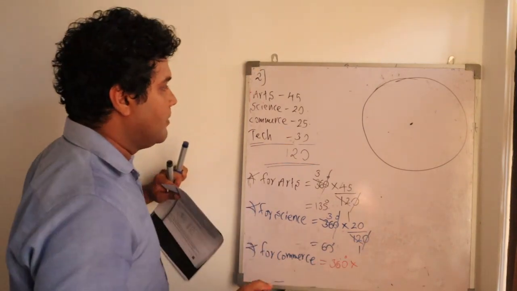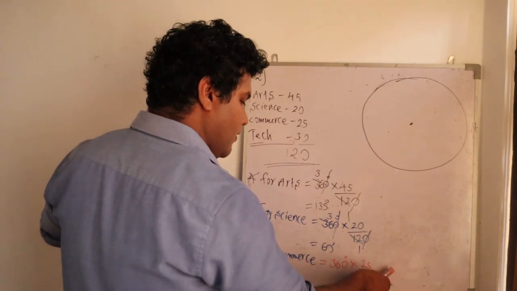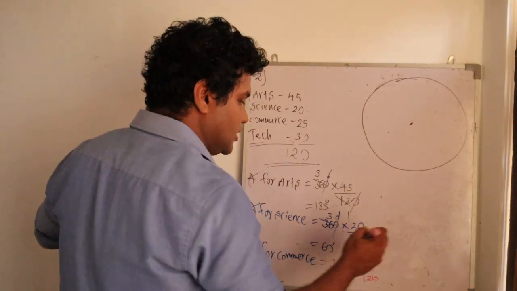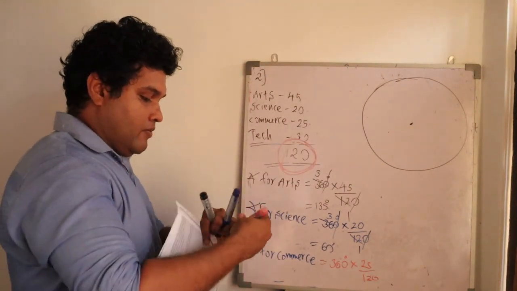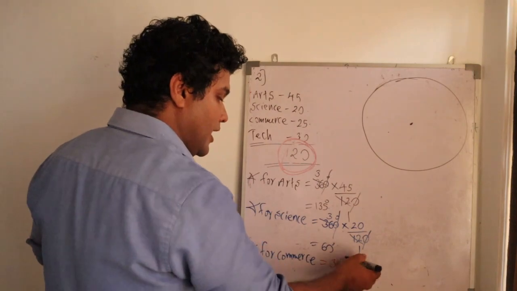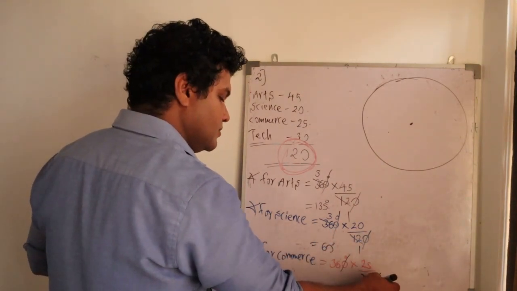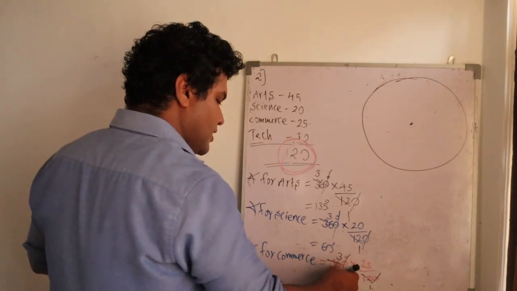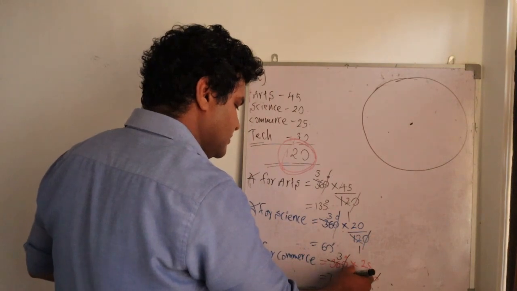360 we can multiply by 25 over 120. Always you must remember the denominator of the fraction, 120. We can simplify. 0 and 0 get cancelled. 12 times 1, 12 times 3. What's the answer? 3 times 25, 75 degrees.